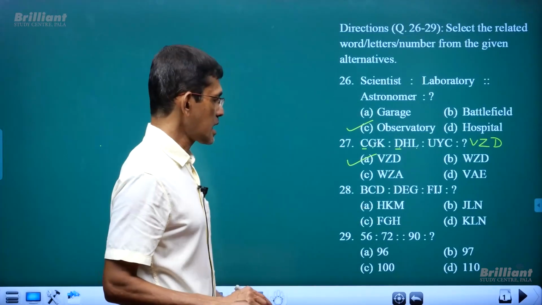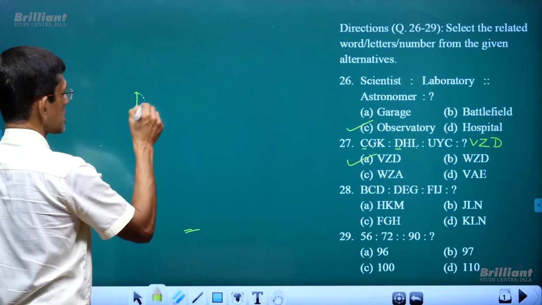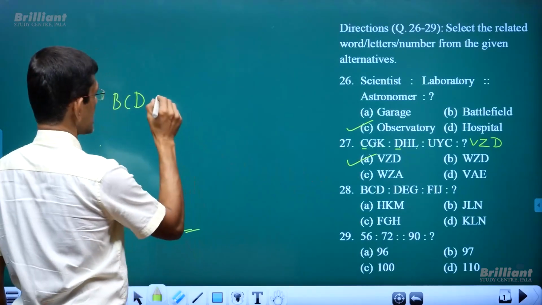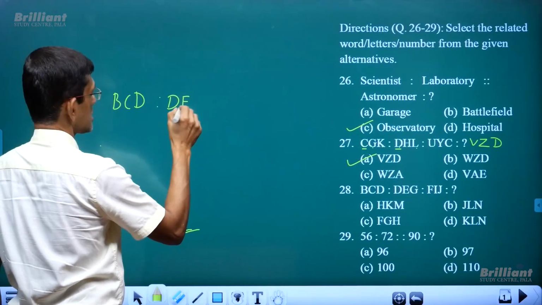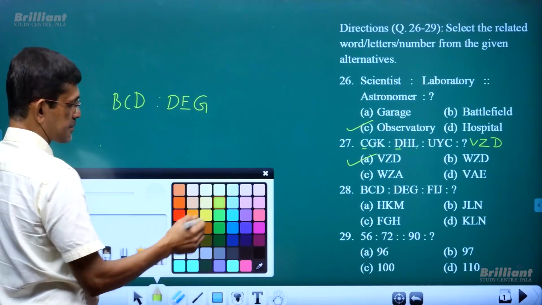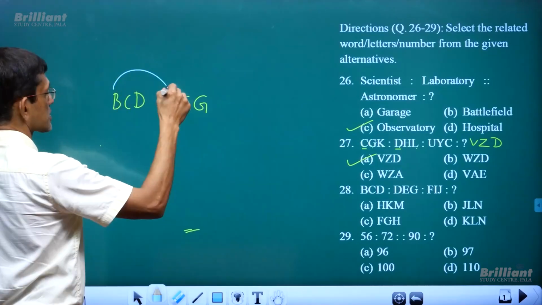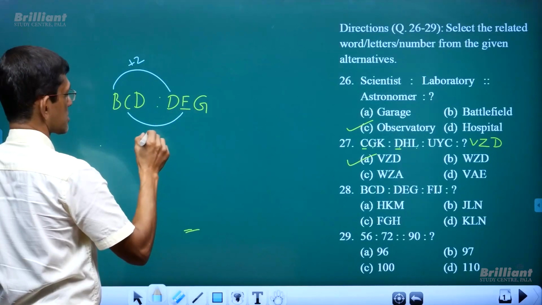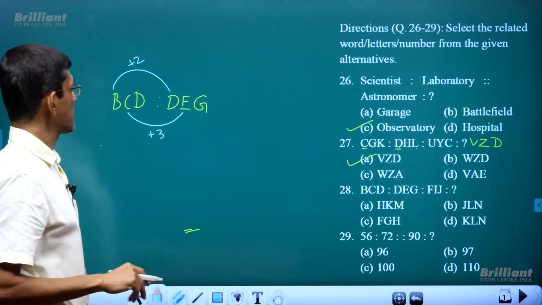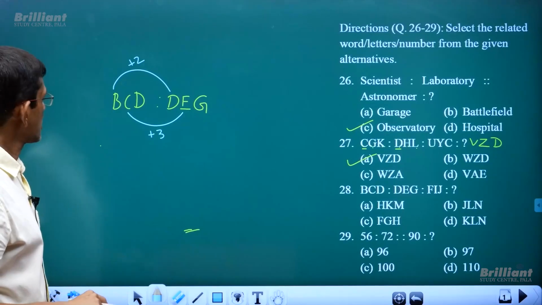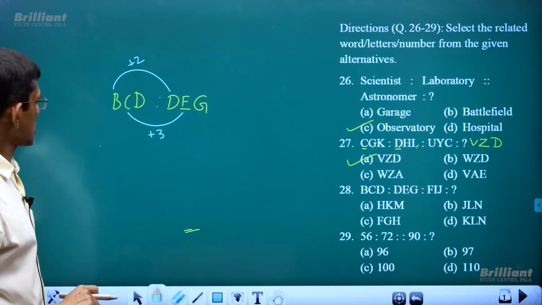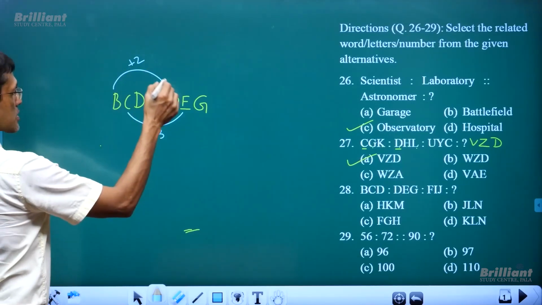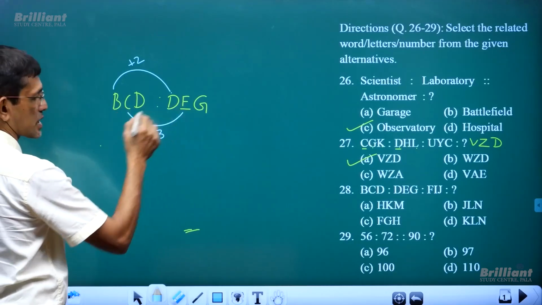And how about B, C, D, D, E, G? B, C, D, and D, E, G. What kind of pattern do we have there? Here, look at it. B plus 2 is D, and C plus 3 is F, and D plus 3. So B, C, D, okay, that's fine. D, E, G. So what is the pattern? B plus 2 is D. C plus 3 is F.